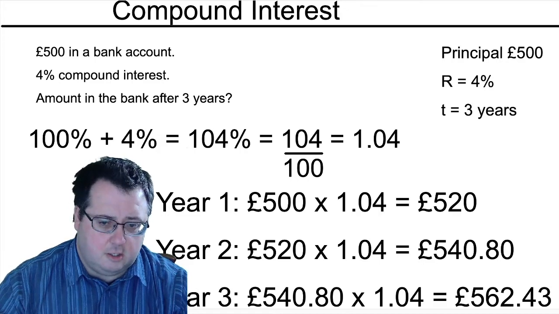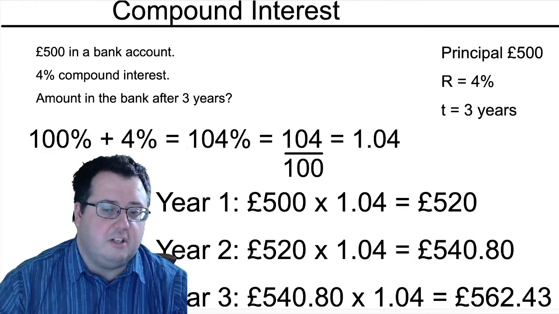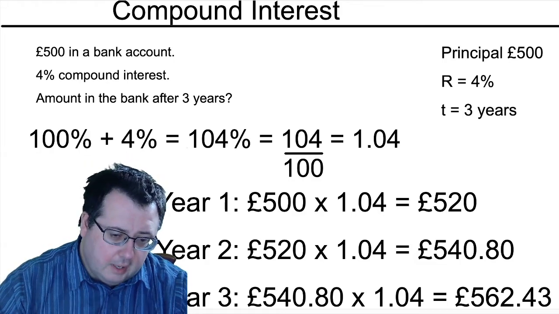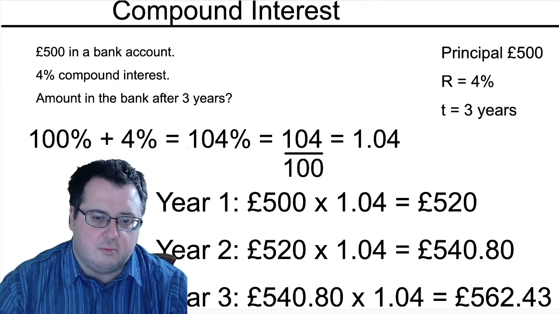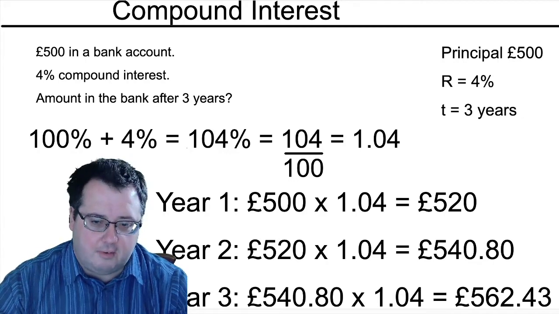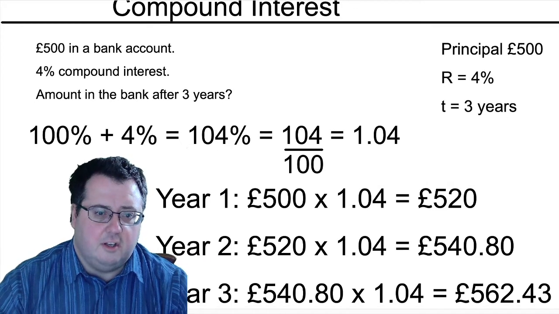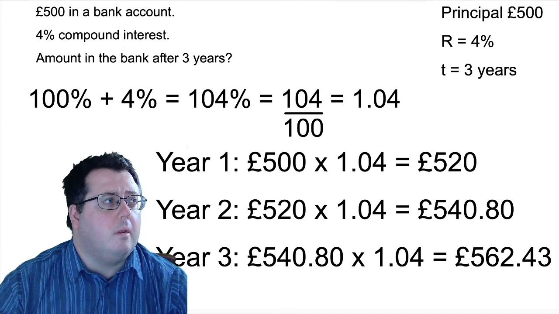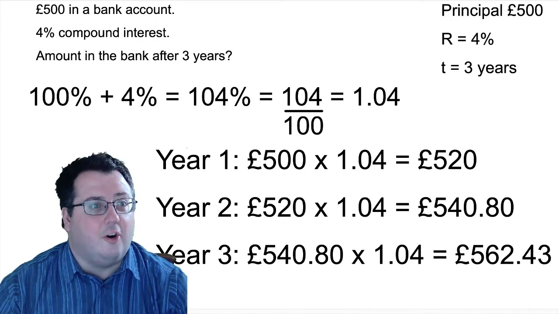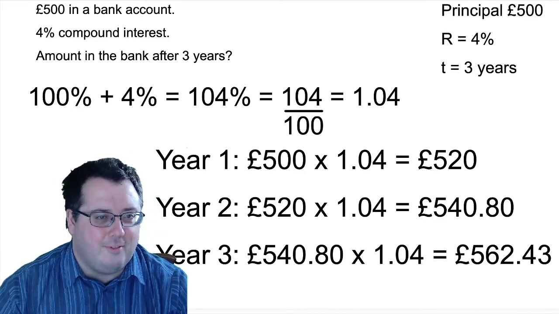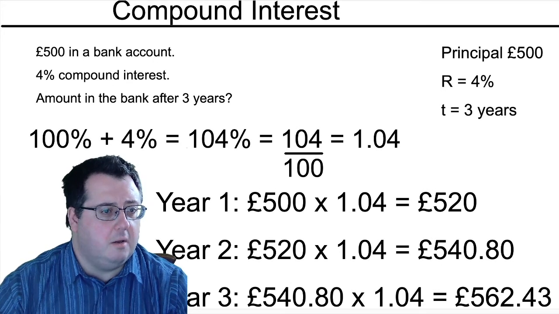But in year 2, you're gaining interest on the 20 quid as well, which would be an additional 80 pence. And then in year 3, you're gaining interest on that extra 80 pence, as well as the 520 quid that you've got from the previous years, which gives you £562.43. So it's paying interest on the interest. That's the way of thinking about compound interest. Okay, so let's move on.